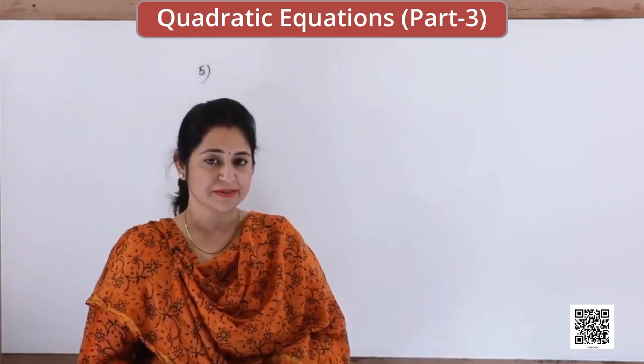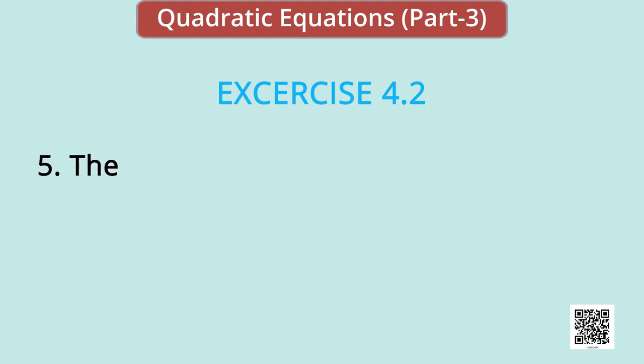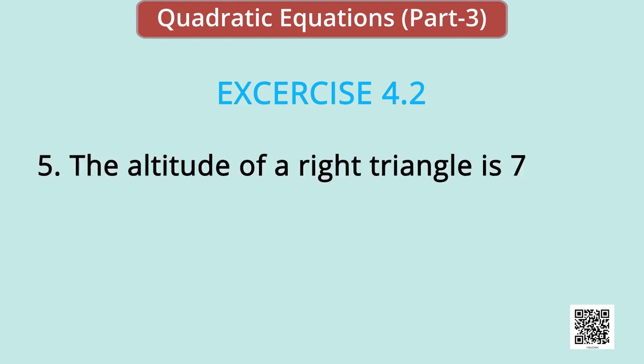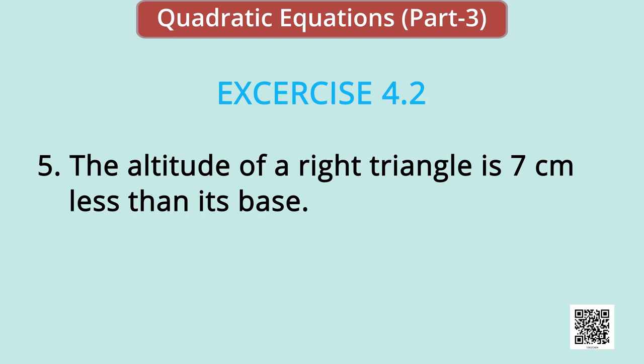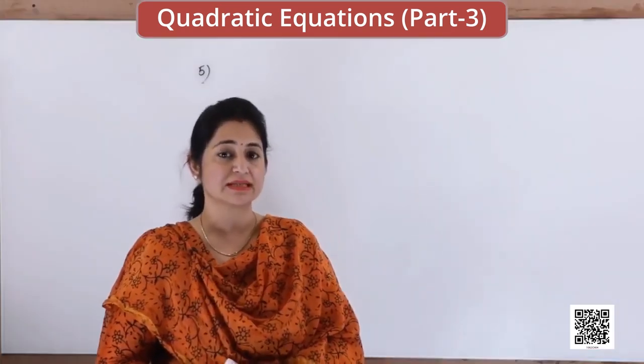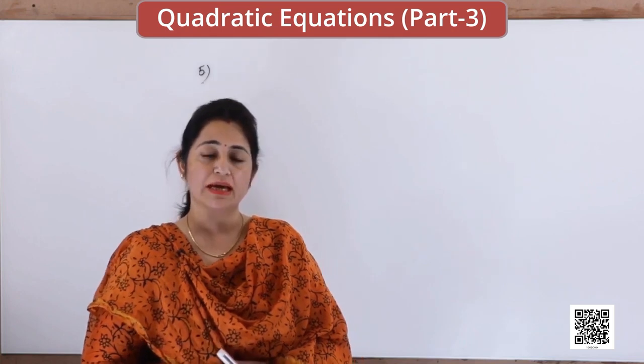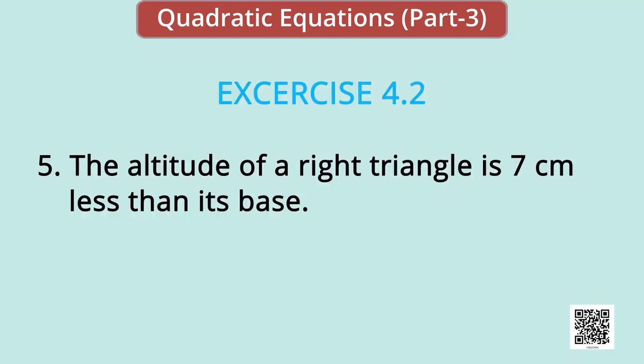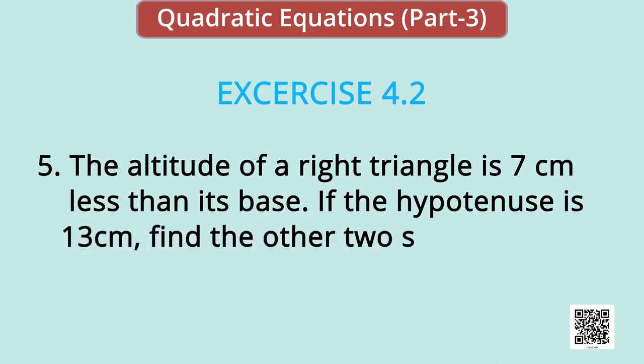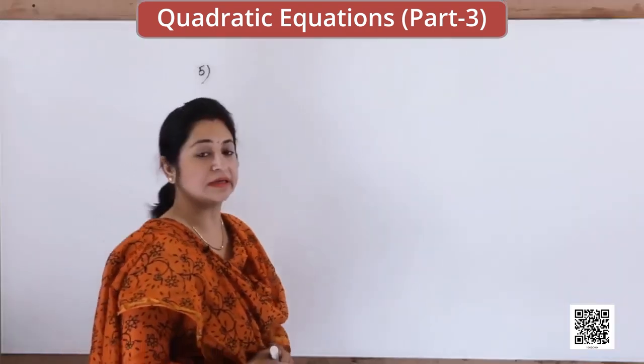So the fifth question is, the altitude of a right triangle is 7 cm less than its base. Altitude is 7 centimeters less than its base. So if we suppose base to be x, altitude will be x minus 7. Now if the hypotenuse is 13 centimeter, find the other two sides. Hypotenuse is given 13 centimeter.